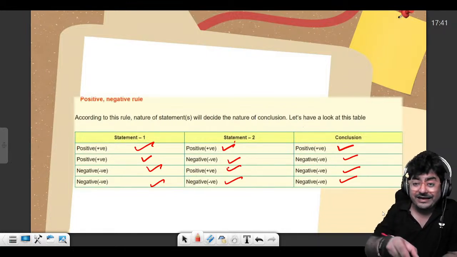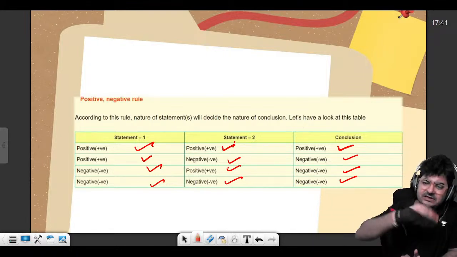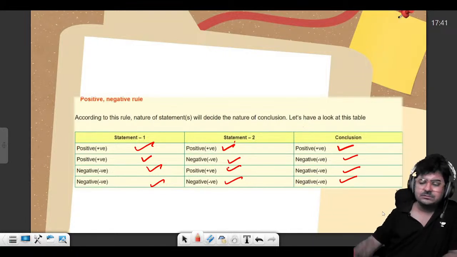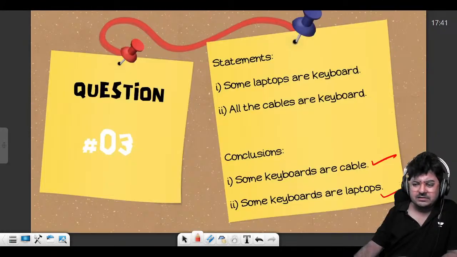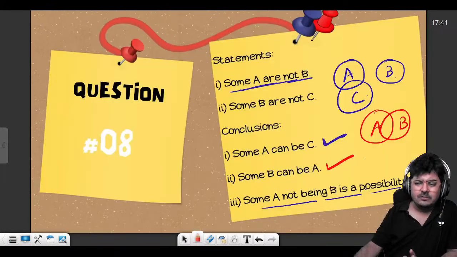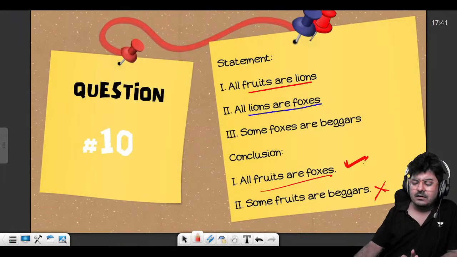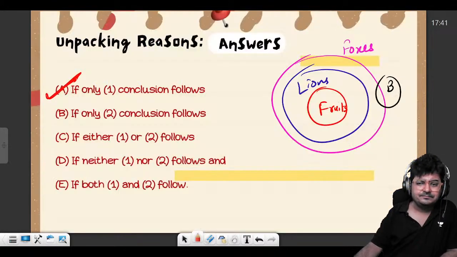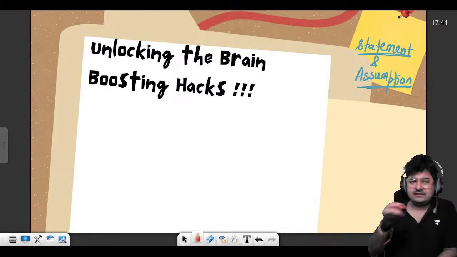This is not related to the Venn diagram. This is another method. The positive negative rule is a totally different method. I told you earlier, there are usually three methods people follow: positive negative rule, Venn diagram, and income expense method. So now let's talk about statement and assumption.